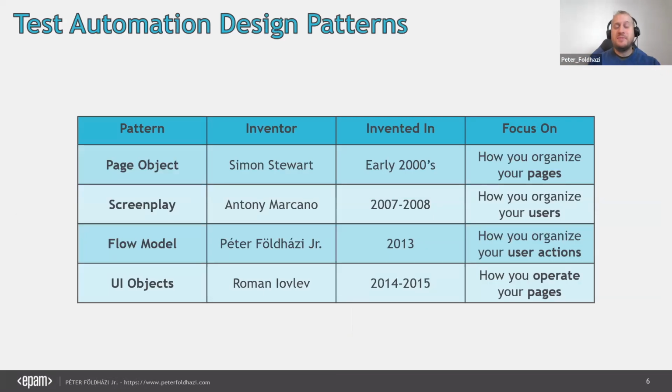Okay, so I mentioned that there are a couple of test automation design patterns, and all of them are basically leveraging the facade pattern. The first one was the page object, and it was basically being used since the beginning of the 2000s, so at least 2 decades now. The screenplay pattern was invented a couple of years later, and it's also widely known and used.